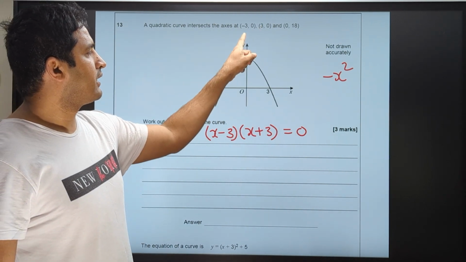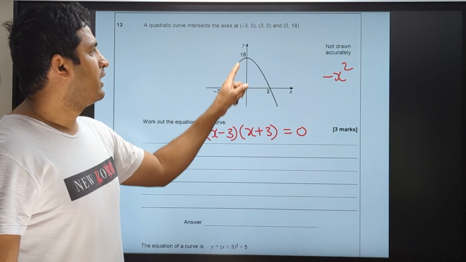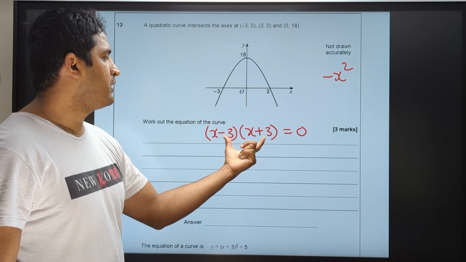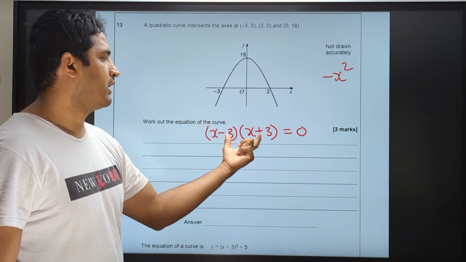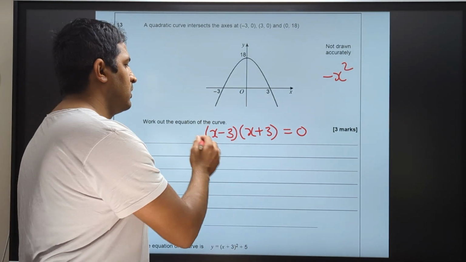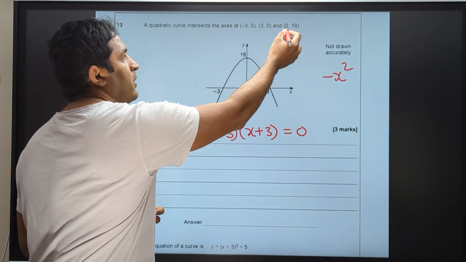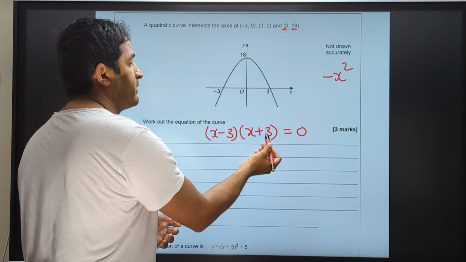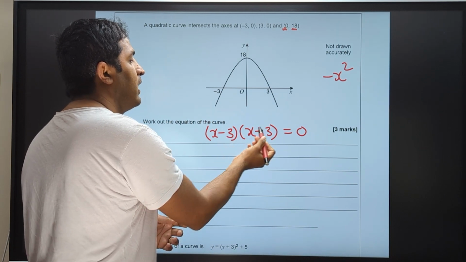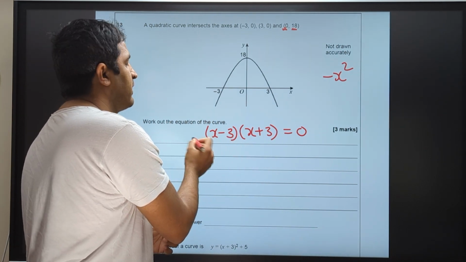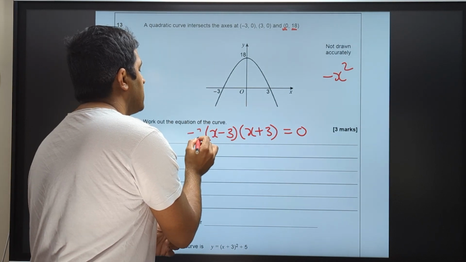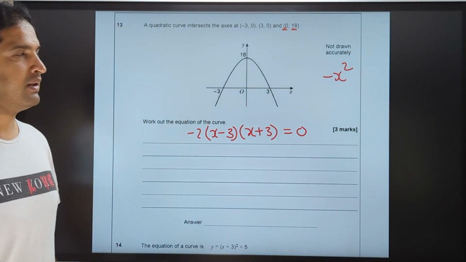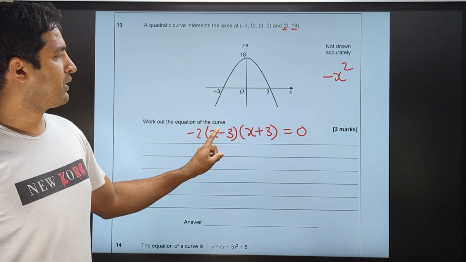Another thing is this y. When x is 0, the y value is going to be 18, and we don't get 18 from here. That means when x is 0, y is 18. I need to multiply. I get 3 times negative 3, which is negative 9. When x is 0, I get a y value of negative 9. So I need to multiply by negative 2 outside. Okay. That is my equation.